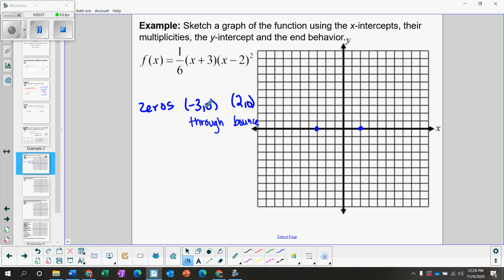I can also find the y-intercept. If I plug in x is 0, we end up with 1/6 times 3 times -2 squared, which is 4. So now 4 times 3 times 1/6 is 2, so we have a y-intercept of (0, 2), and I can graph that point as well.